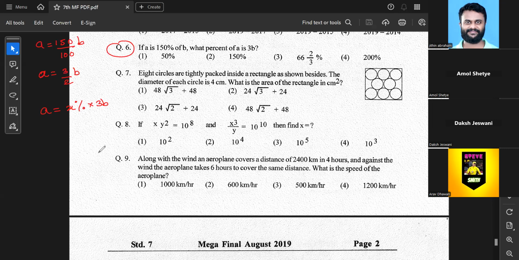The question is, what percent of A is 3B? So x% of A is equal to 3B. We have to find x percentage. So x upon 100, and instead of A, I'll write 3B upon 2, is equal to 3B. 3B and 3B get cancelled. Therefore, x will be equal to 200. That's my answer.